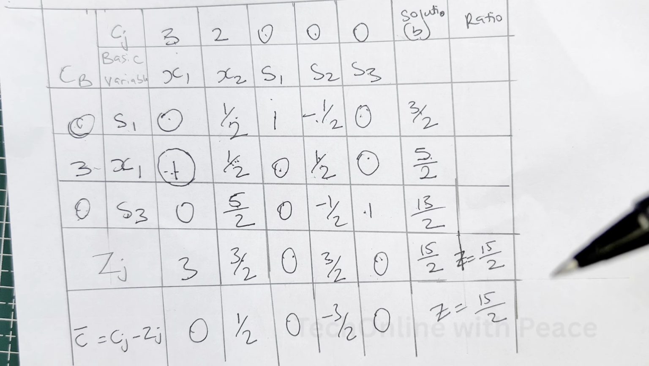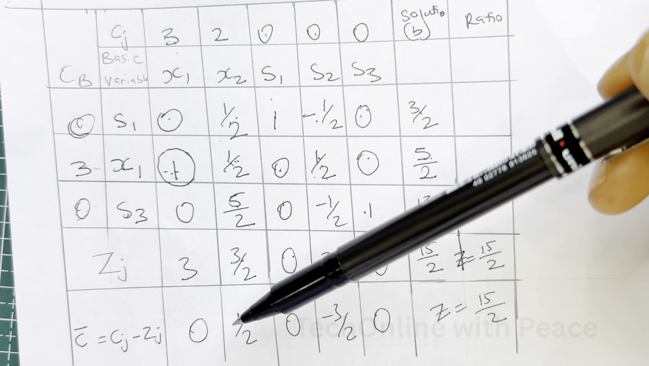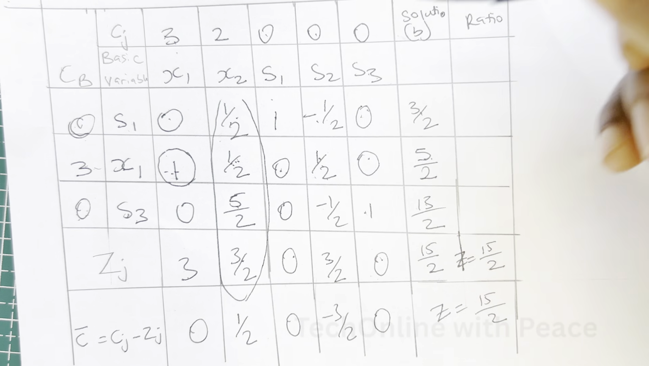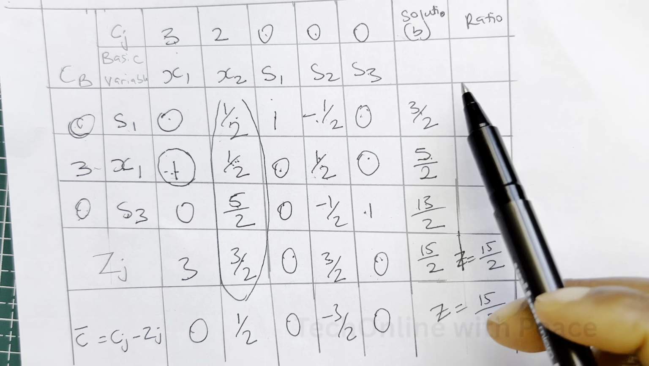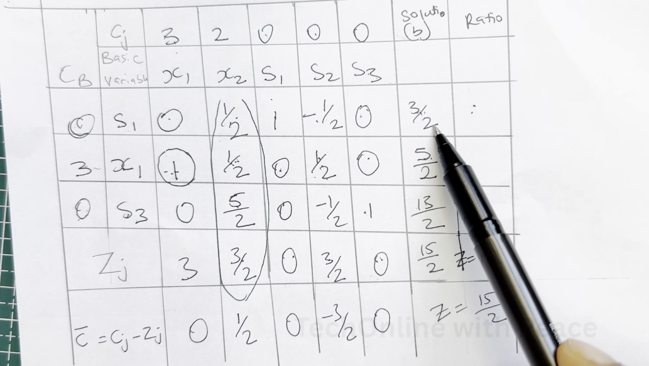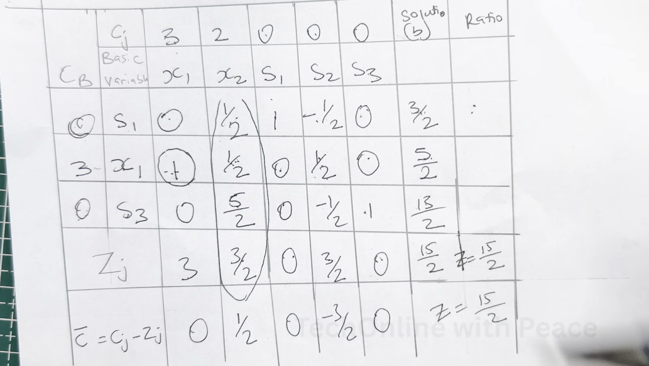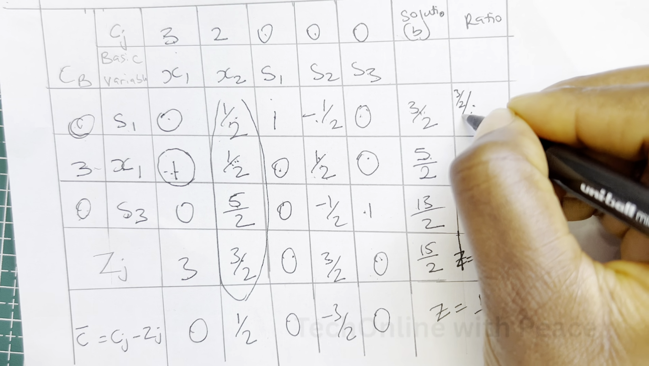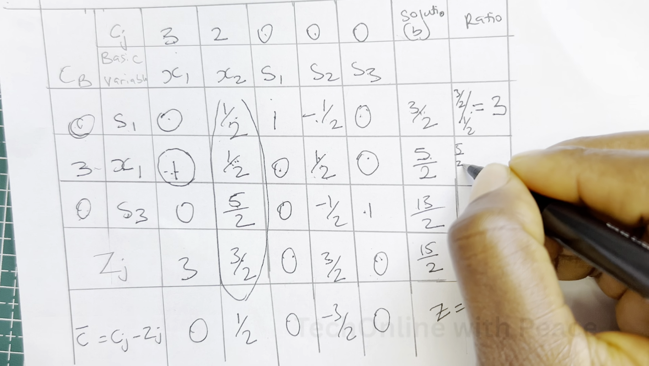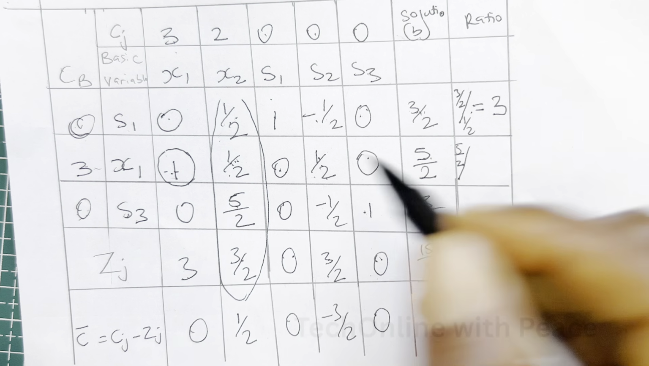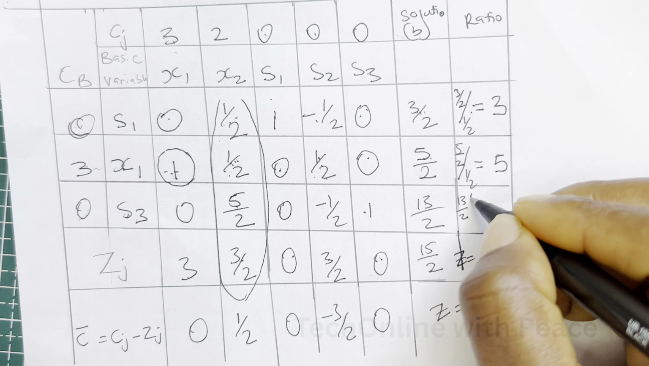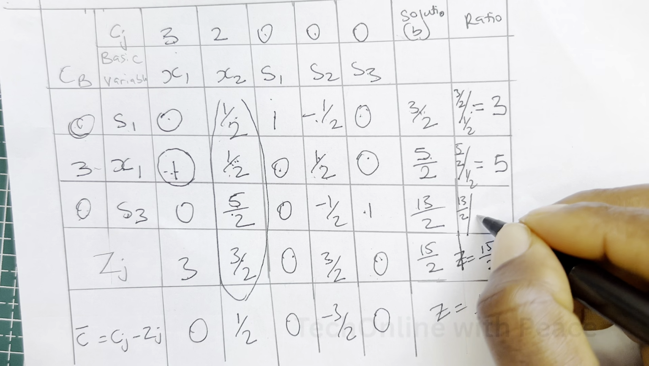Or our pivot column. So to find our key column, we take the highest number, which is half. So here is our key column, and from the key column you get your ratio. To get your ratio, we have solution all over 1 over 2, which is your key column. So 3 over 2 divided by 1 over 2, we have 3 here. 5 over 2 all over 1 over 2, we have 5 here. 13 all over 2 all over 5 over 2.